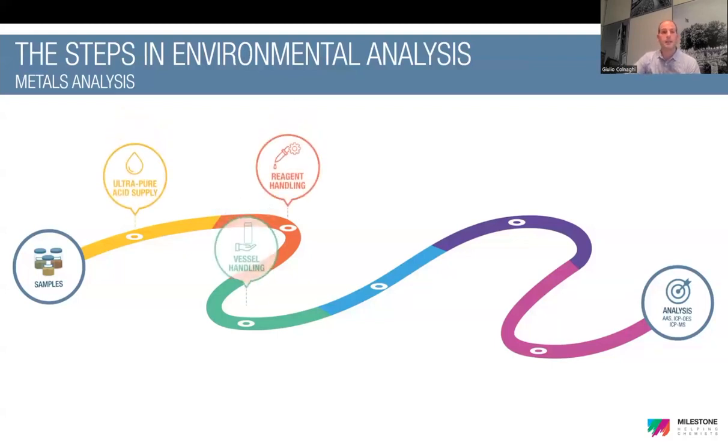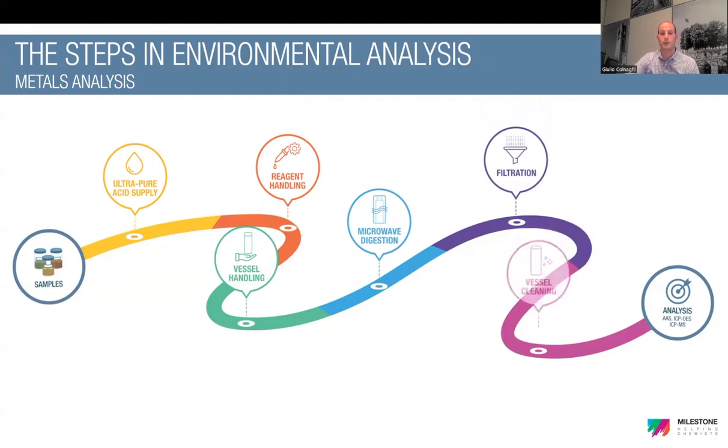There are several steps in metal analysis that can be optimized. Here you have a summary of the ones that we will touch on today. So we have the acid supply, the reagent handling, the vessel handling, then the microwave digestion. Once we have done our digestion, we have to go through a filtration to separate the solid from the solution, and then we can go to the analysis, but at the same time, we need to clean our vessels to make sure that we have a vessel ready to restart the entire process.